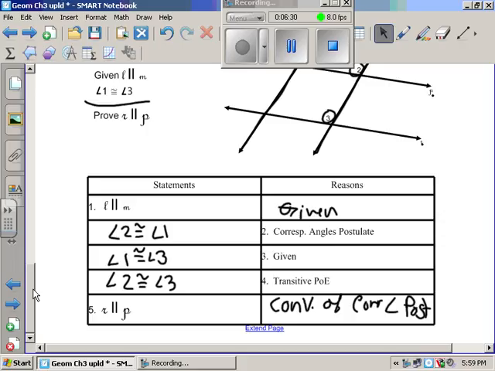The proof statement would be that the two lines are parallel. Then over here it's always, if the statement is parallel, the reason over here is converse of. If you're talking about angles being congruent, then it's just the regular postulate. But if you're talking about parallel lines, you have to use the converse of.